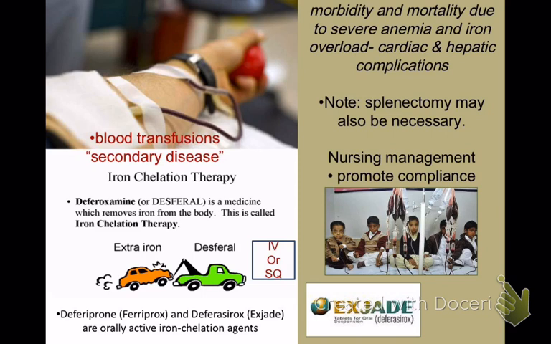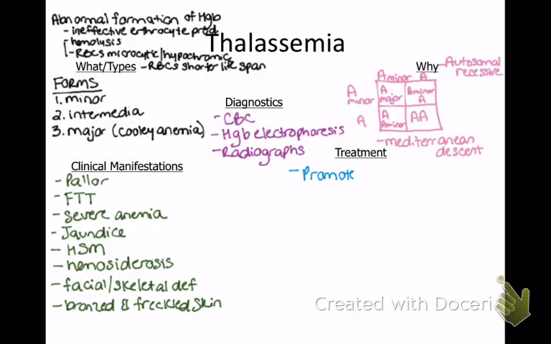So treatment, they get lots of blood transfusions, and their blood transfusions actually cause a secondary disease for them because they get this iron overload from getting so many treatments. So they have to have the iron, I'm going to butcher this one too, chelation therapy. So we need to get rid of all that extra iron. So one, we want to promote compliance. Again, there's no cure for this. This is something the child has to live with long term. We want to give them prophylactic antibiotics because they are at increased risk for infection.